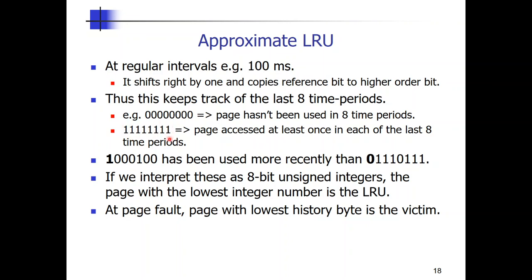So we have to use the term "at least once in the last 8 time periods" to signify what all the 8 ones mean. Now, if we compare a string with the most significant bit being a 1 and the most significant bit being a 0, clearly this first history byte, that page has been more recently used, because this suggests that the reference bit was 1 for that 8th time period, but it is 0 for that 8th time period. So even though there are more ones over here, we look at the position being 1. So if we interpret these history bytes as an 8-bit unsigned integer, then the page with the lowest integer number, for example, the one on the right here, is the least recently used.